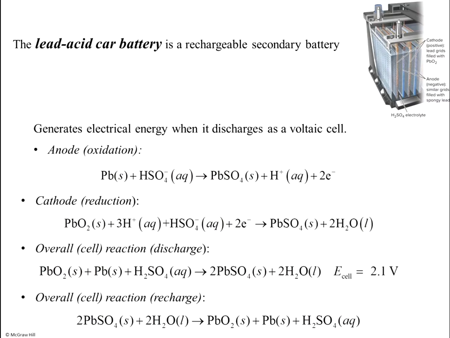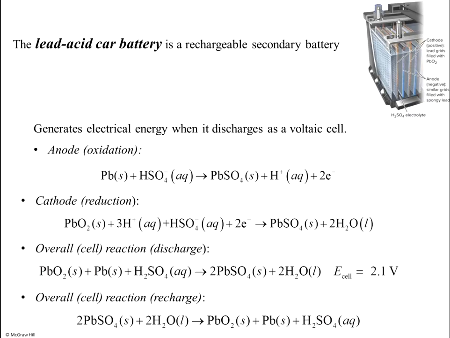So these generate electrical energy when they discharge, and we can see their anode is lead and sulfuric acid. So lead plus the bisulfate produces lead(II) sulfate plus protons plus electrons. And at the cathode, we have reduction, where lead(IV) oxide, that is a really good oxidizing agent, reacts with protons and bisulfate to produce lead sulfate. So you notice that the overall discharge reaction is lead(IV) oxide reacts with lead to produce lead sulfate in the presence of sulfuric acid and water. And then that gives you your current surge.